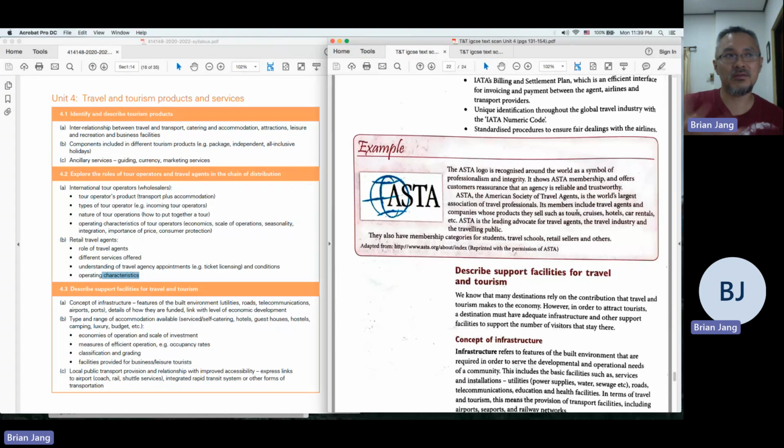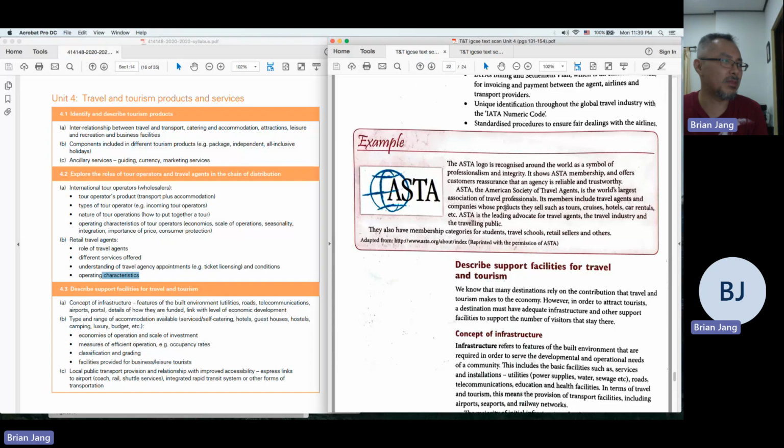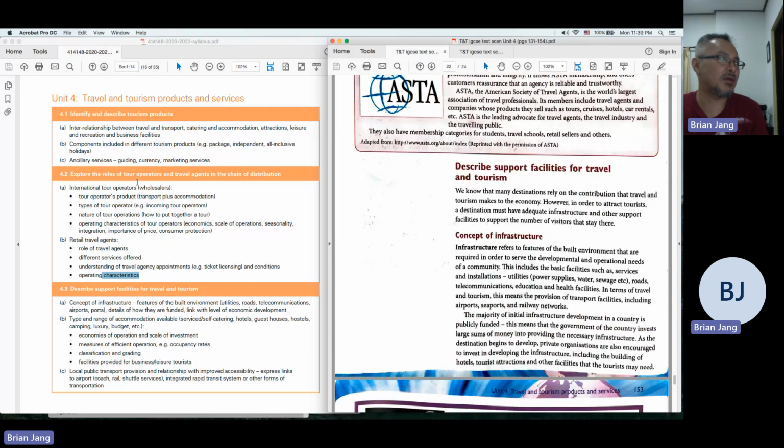With consumer protection, if that agency happened to be part of an association, that association would be able to actually help those customers to not only get back home, but complete their trip. All right, so consumer protection is important. All right, I spent too much time on that.